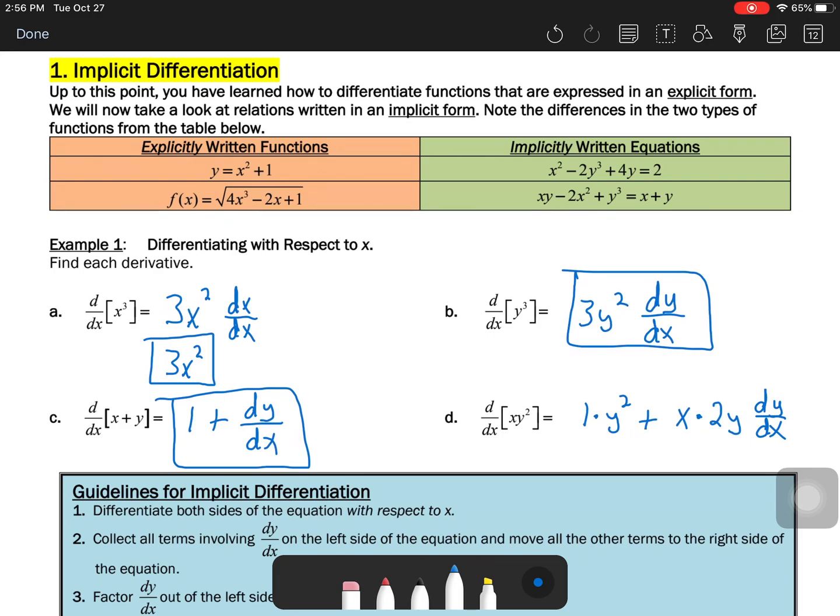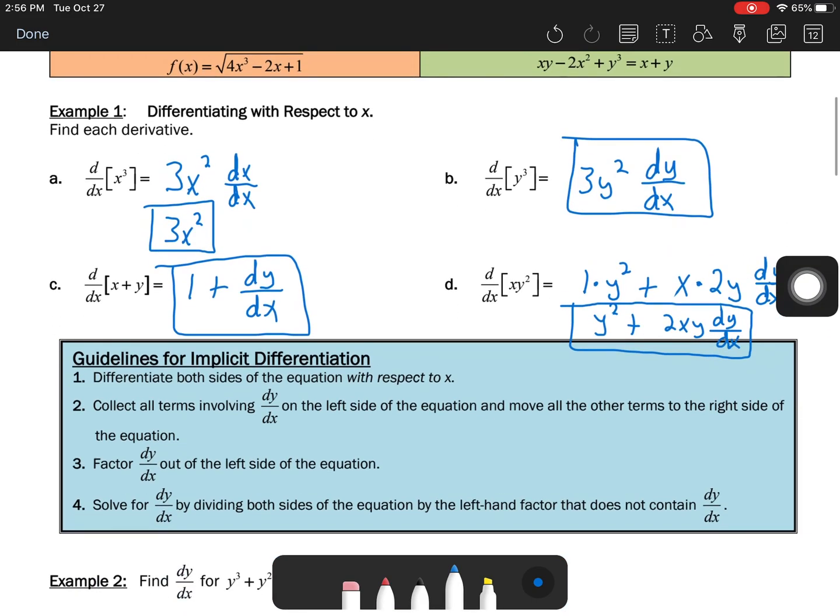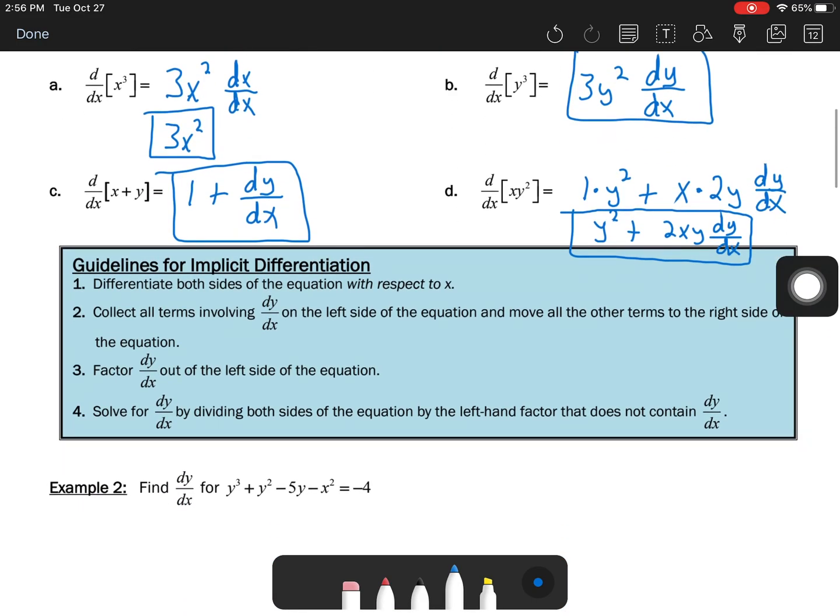Anytime our term contains the y, we have to do our chain rule there, dy dx. So that would be what our derivative of this expression looks like. We might clean this up and just say y squared, and then plus, probably say 2xy dy dx, just to make it look a little neater. Okay, so that's the idea. So anytime that you're taking the derivative of a term that contains y, we're going to use the chain rule and take the derivative of that y with respect to x. Okay?